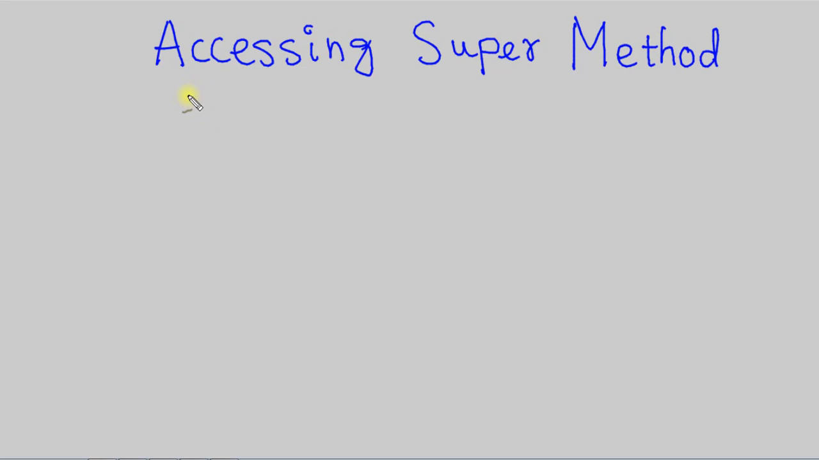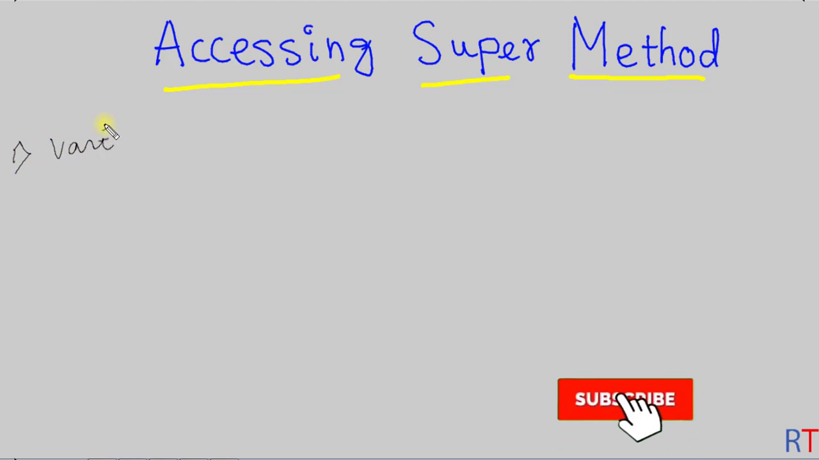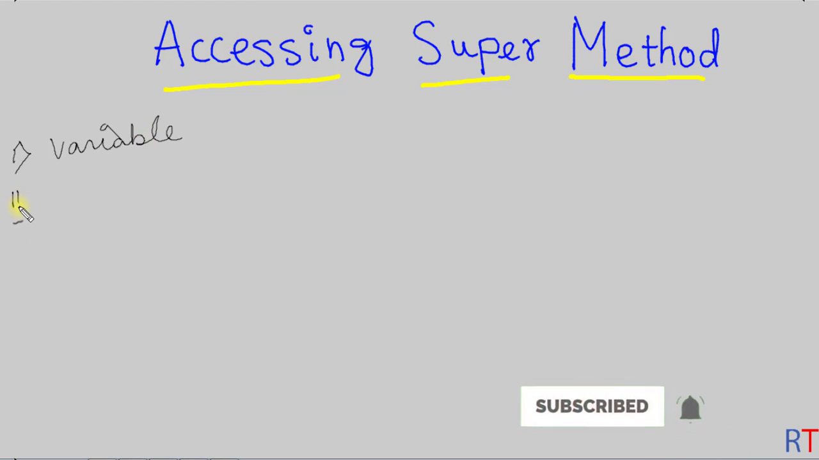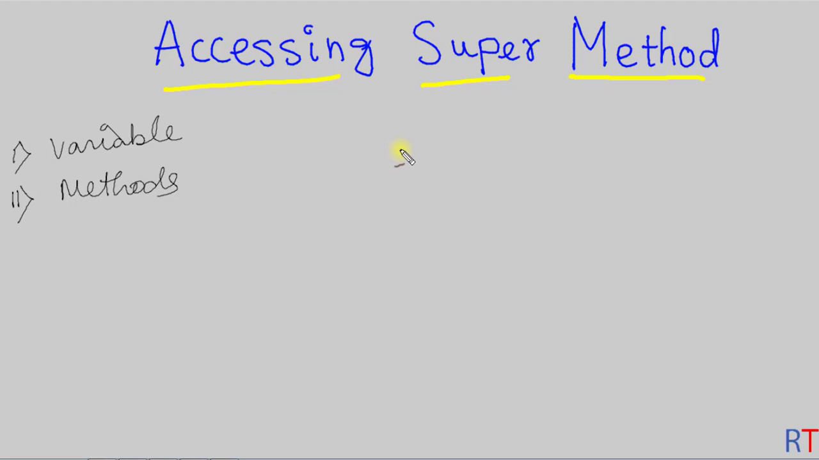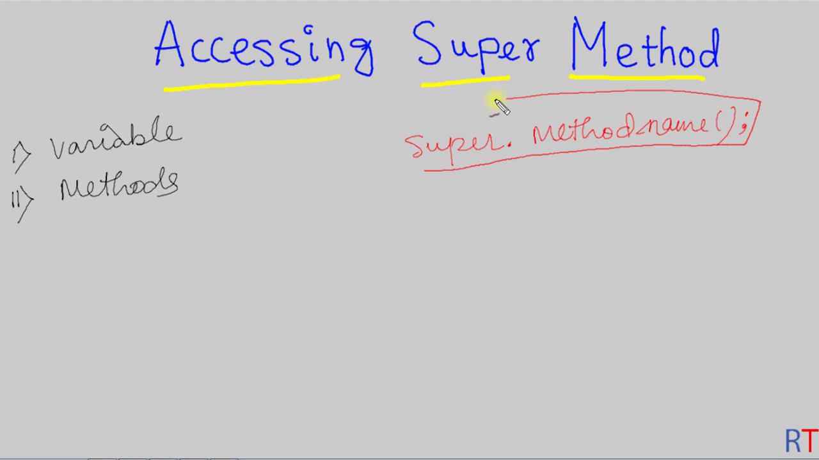Hey, what's up guys, in this video we're going to talk about accessing superclass method. The super keyword can be used to access the superclass variable, and also it can be used to access superclass methods. To access the superclass methods, we have to write super dot method name, and this way we can access the superclass version of the method.